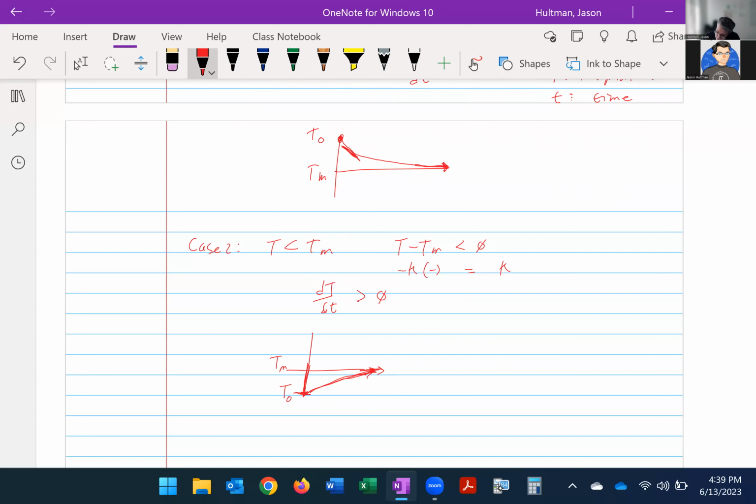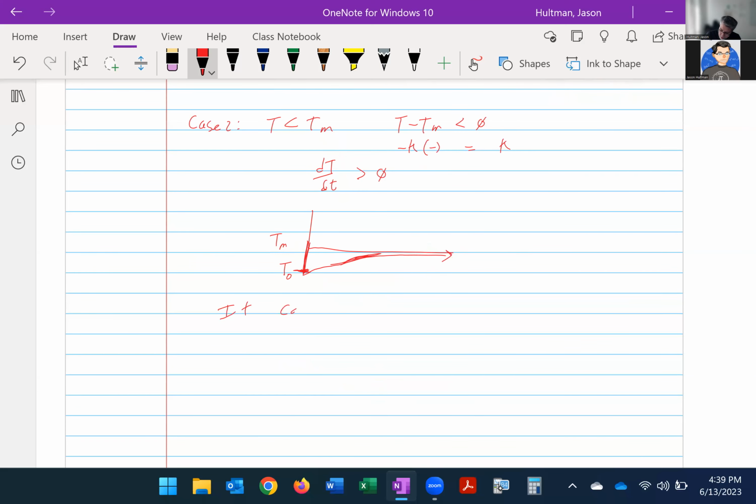Okay, the slope of the tangent line is a positive value. Let's just do a tangent line there. The slope of the tangent line is a positive value, and has a positive slope. So dT/dt is greater than 0.